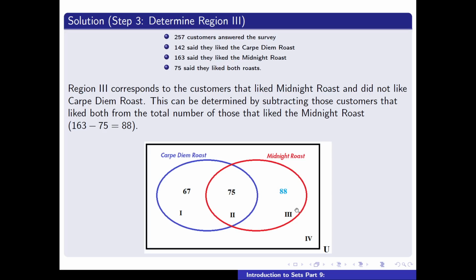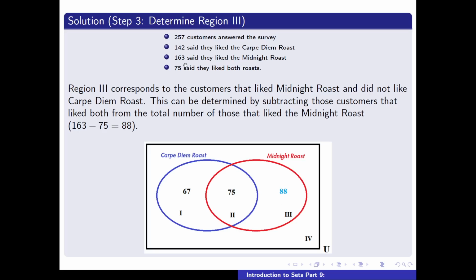Similarly, we move on to region 3, which is worked very similar to how region 1 is worked. We know that of the 257 customers surveyed, 163 said they liked the midnight roast. Well, we already know 75 of them liked the midnight roast because they liked both roasts. So we want to know how many liked the midnight roast that did not like the Carpe Diem roast. And that's what corresponds to region 3 here.